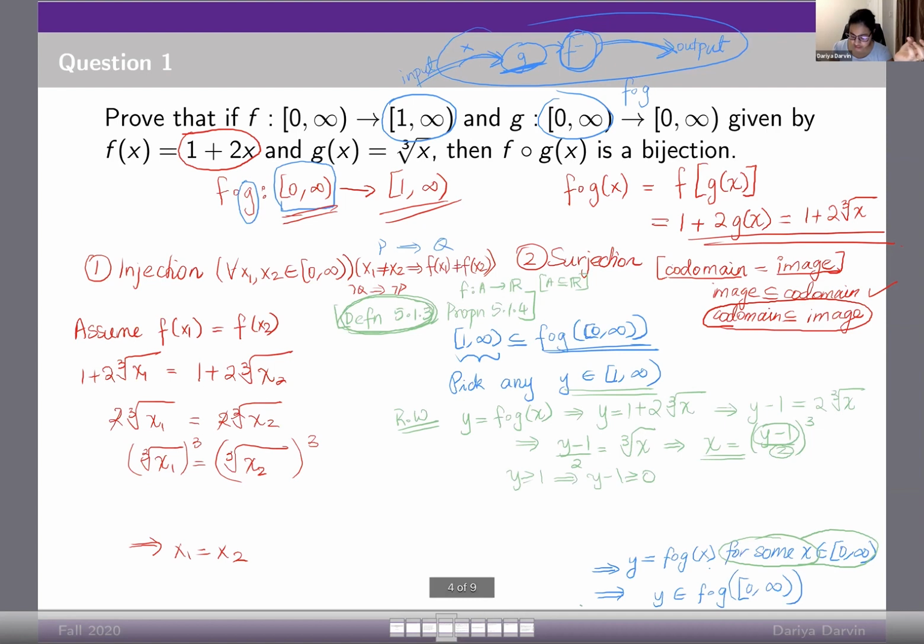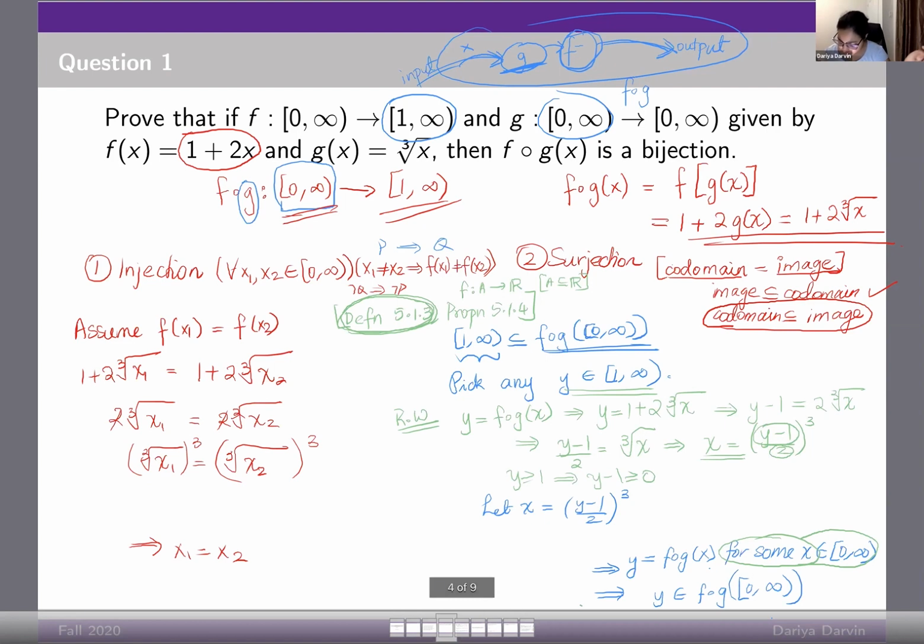So my actual answer I'm going to write in blue. So pick any y in 1 to infinity. Let x be equal to y minus 1 by 2, the whole cube. So the green thing you don't really have to write in your solution. It's just how you figured out this is true.